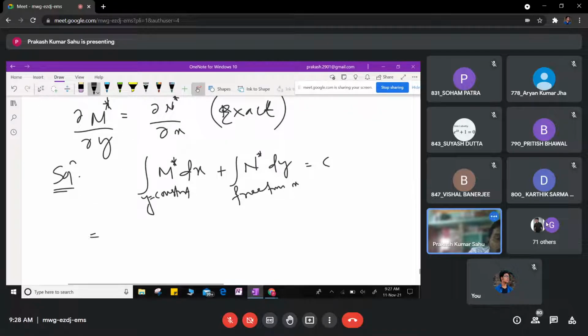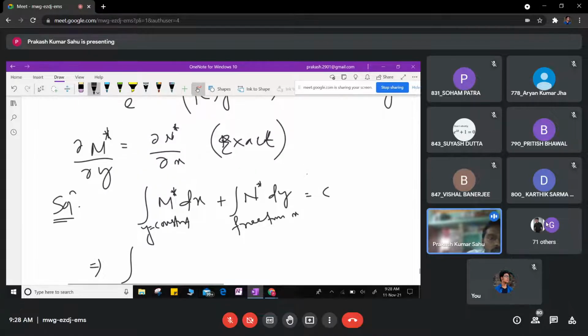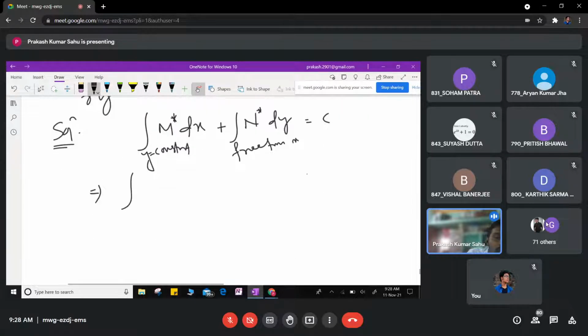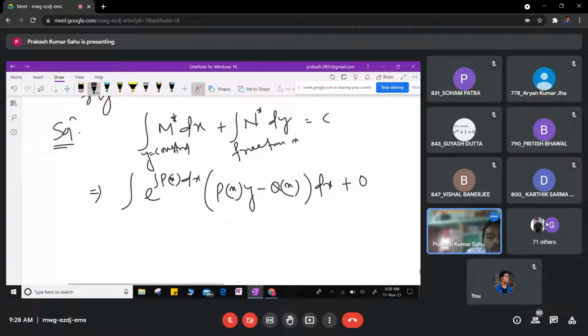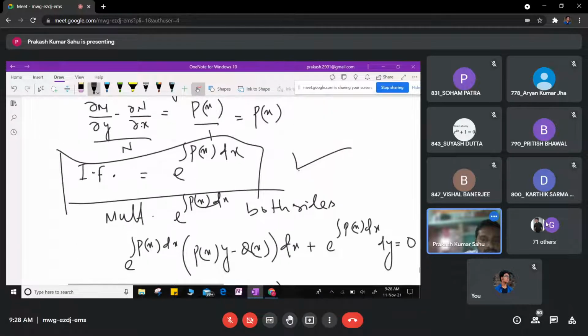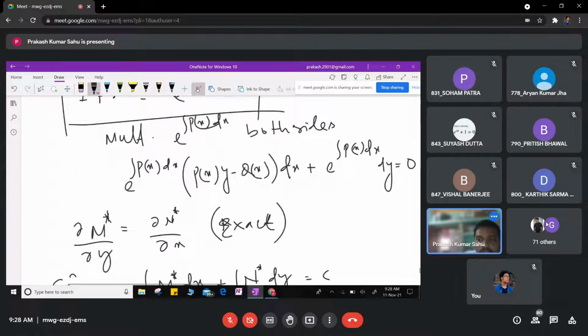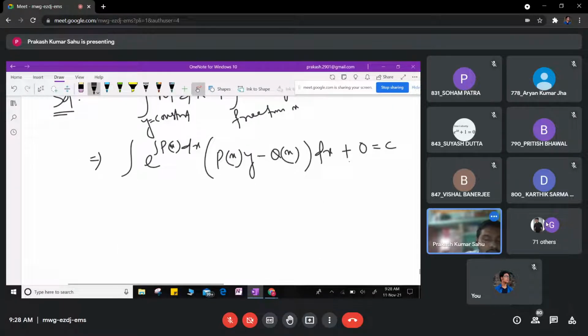So that implies this is integration m star. What is your m star? e to the power integration px dx, this is px into y minus qx, okay, dx plus 0 is equal to c, because your n star does not contain any y term. Because your n star contains e to the power integration of px dx, so this is x star, so there is no y term, that is why it will be 0, okay.